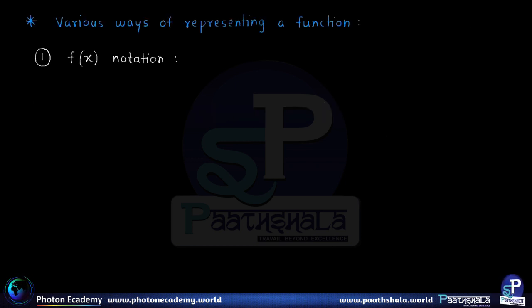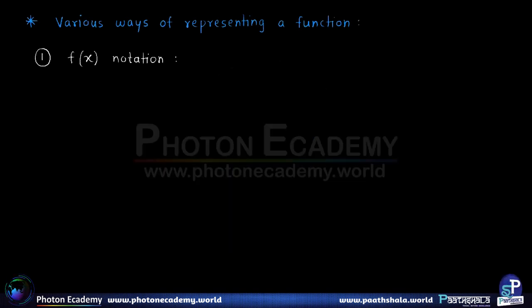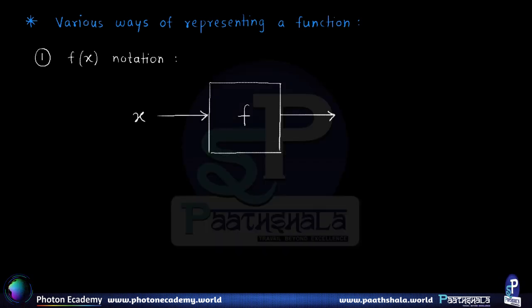Now let's move ahead and see the different ways of representing a function. These are nothing but the different notations and different conventions. The first one is what we call the f of x notation. Now to understand this, we can visualize any function as a kind of black box or some kind of processing machine which accepts the input denoted by x and which sends out an output denoted as f of x. Sometimes we also denote this output as some variable, say y. So y is equal to f of x.